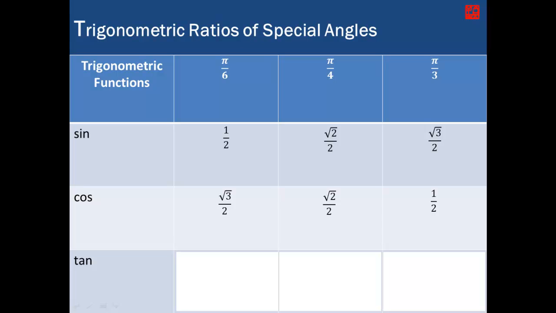Tangent is sine divided by cosine, so tangent pi over 6 will be sine pi over 6 divided by cosine pi over 6. In this case, tangent pi over 6 will be half divided by square root 3 over 2, that gives us 1 over square root 3. Tangent pi over 4, I get square root 2 over 2 divided by square root 2 over 2, and that gives us 1, and similarly for tangent pi over 3, that gives us square root 3. So to remember the trigo ratios for 30 degrees, 45 degrees, and 60 degrees, actually what I really do is I just remember them for the sine.